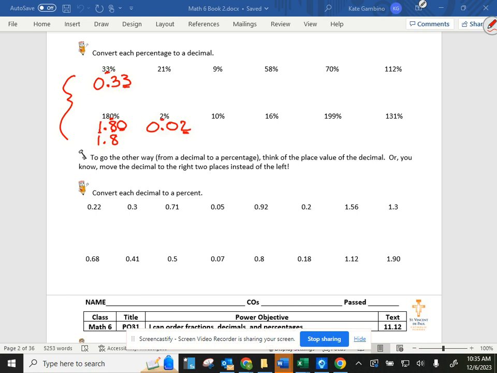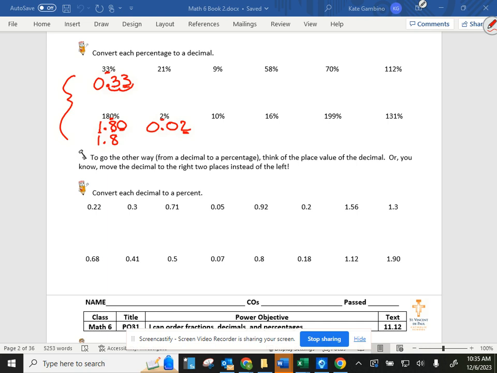All right, so now we're going to go backwards. We're going to go the other direction. To go the other way from a decimal to a percentage, think of the place value of the decimal. Or, move the decimal to the right 2 places instead of to the left. So if we think here, we had 33% with 0.33. Going backwards, we're going to take those 2, the tenths and the hundredths, and we're going to turn it into our percent.